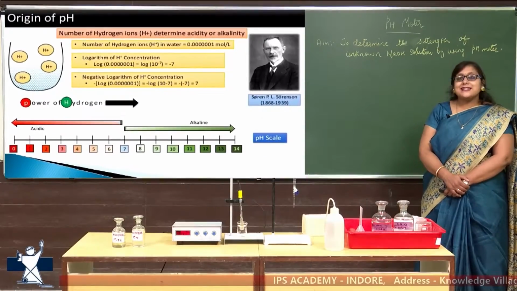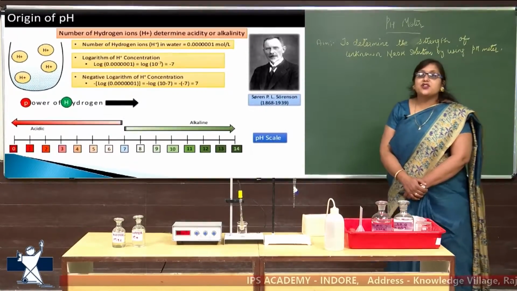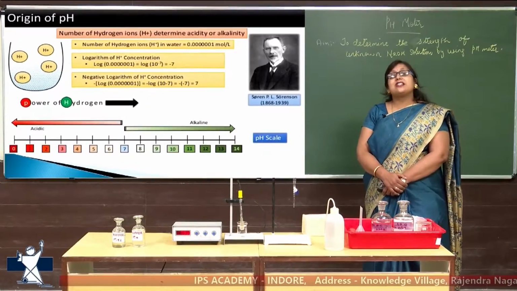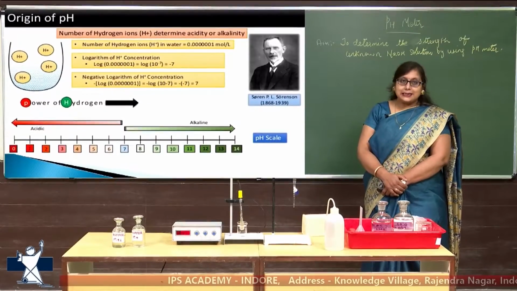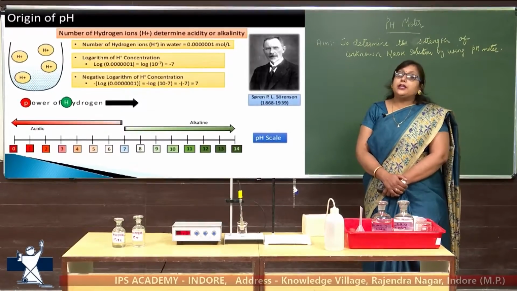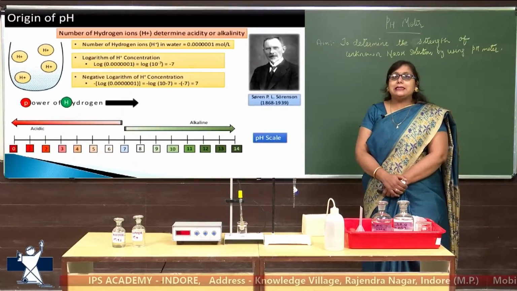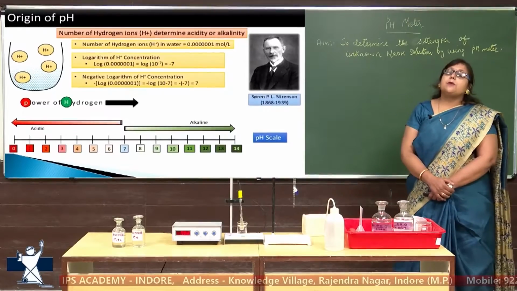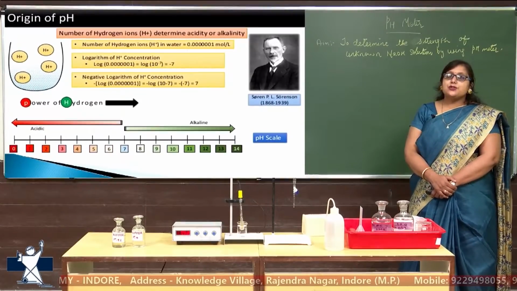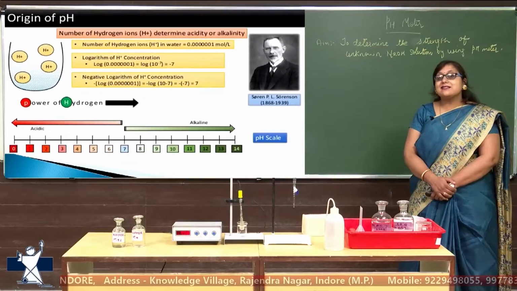Now, what is acidity? The presence of H+ ions in any solution makes it acidic, and the presence of OH- ions in any solution makes it alkaline. The number of hydrogen ions in water is 10 to the power minus 7 mole per liter. We take the logarithm of the H+ concentration, which is log 10 to the power minus 7, that is minus 7.